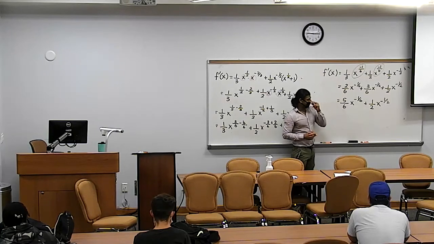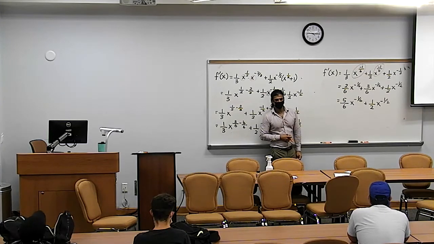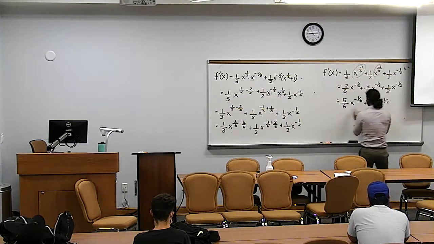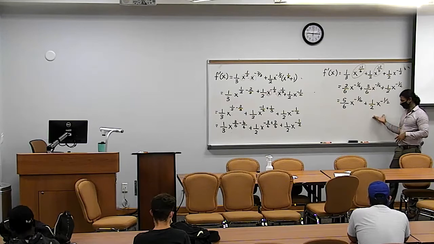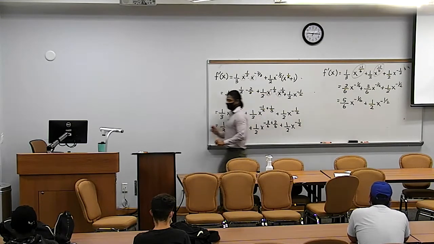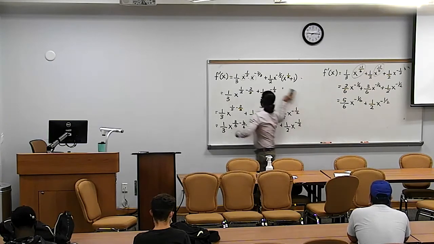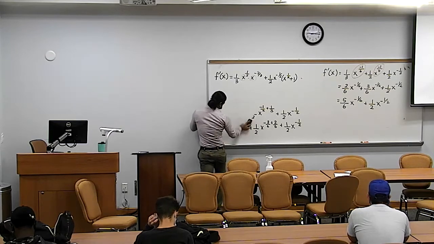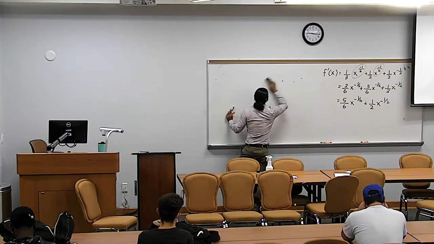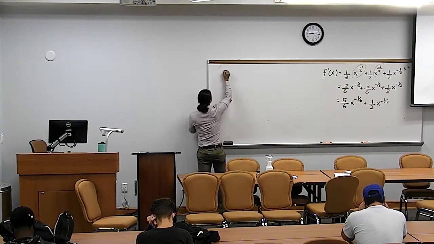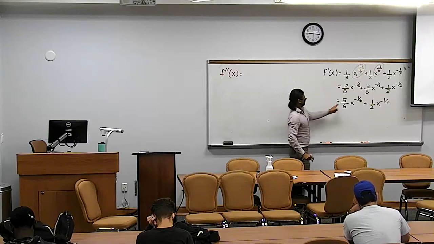Do we need product rule for the second derivative? No, because we don't have two functions in product. All we have is a function here plus a function there. So we can simply take the derivative. Five-sixths.